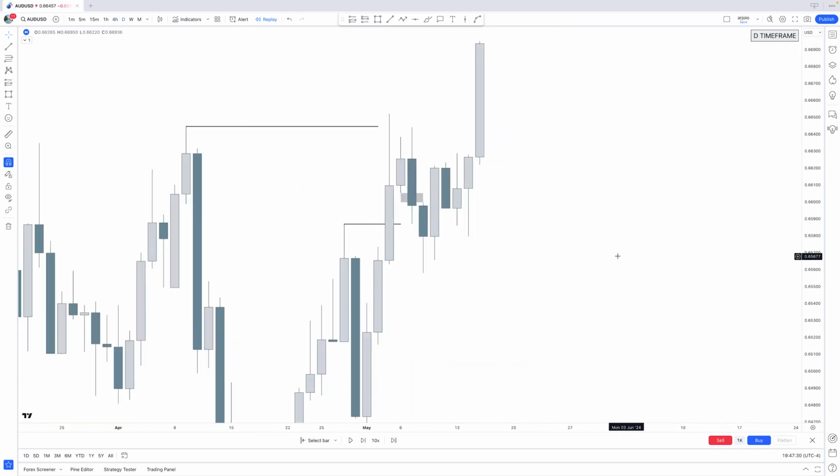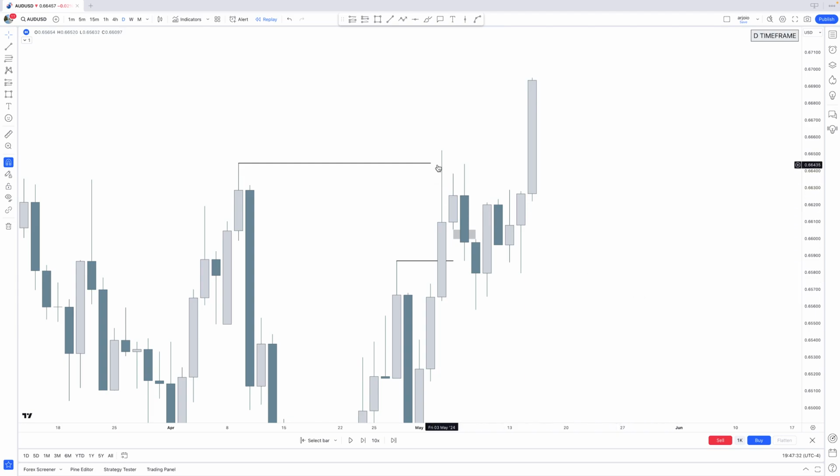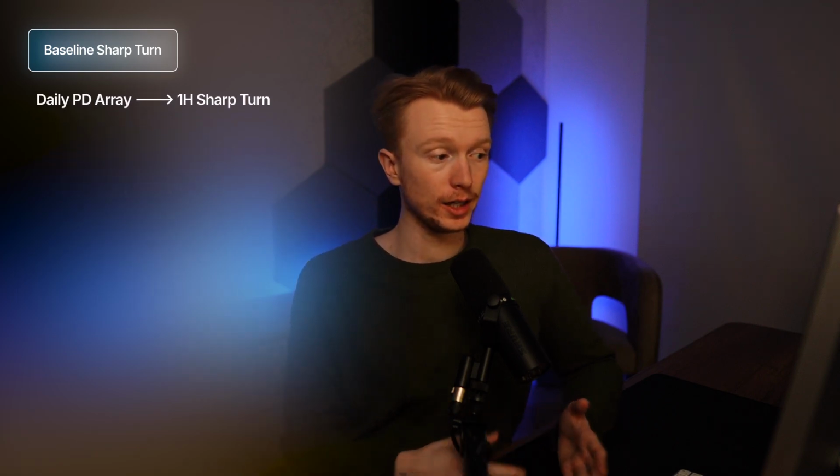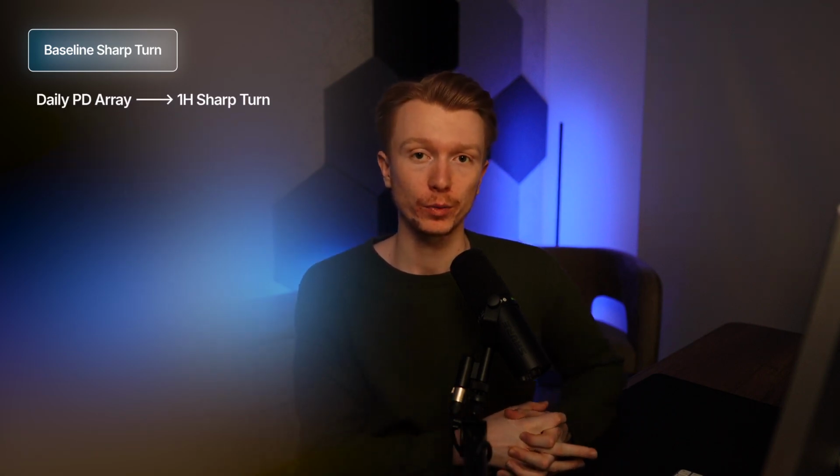Now here we have the Australian dollar US dollar situation where we not only had candle signs right there respecting an opposing PD rate, we also had a fair value gap created against us. So if we again look at the list, then we see off of a high probability daily PD rate, we only need a 1 hour sharp turn.